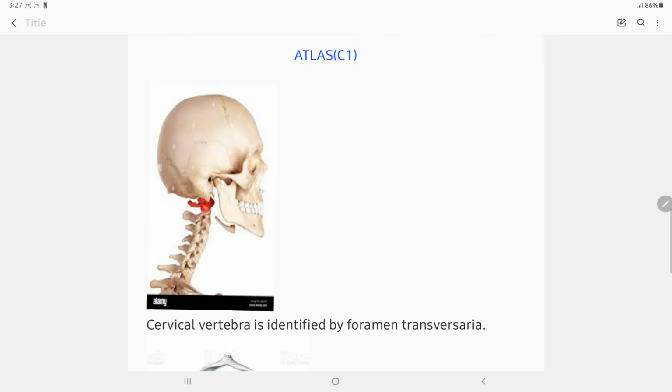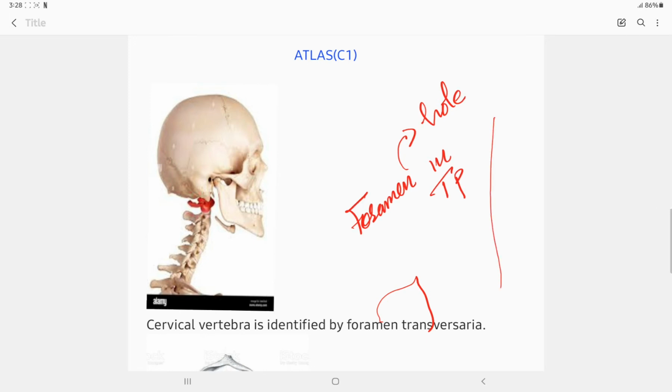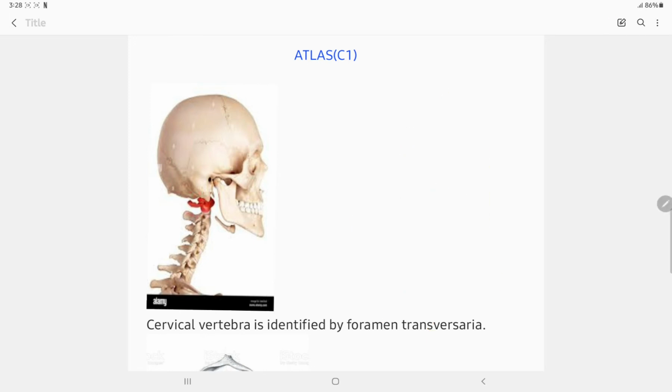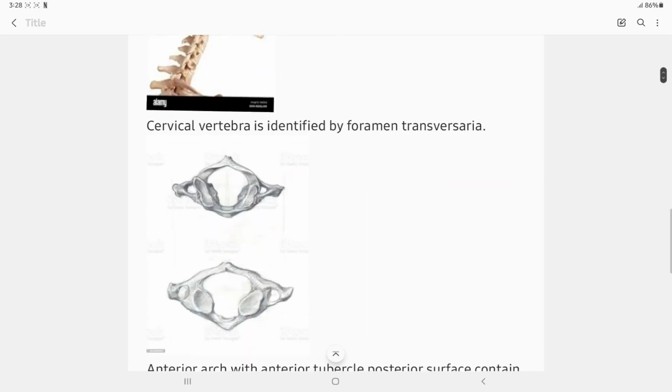Cervical vertebra is identified by foramen transversarium. You all may get confused. What is foramen transversarium? Foramen transversarium is a Latin word; foramen in transverse processes. Foramen means a hole. I can show you more about that. We can just go to the next part. So the foramen transversarium is the cervical vertebra's key identification structure. So we are going to learn more about atlas.